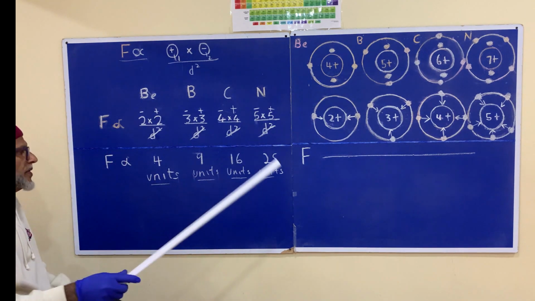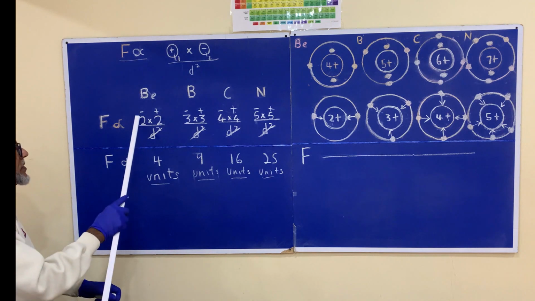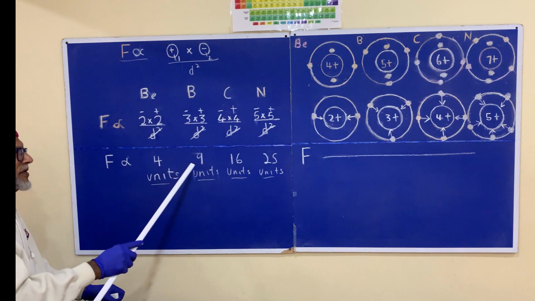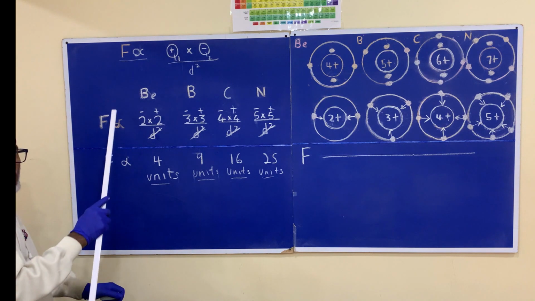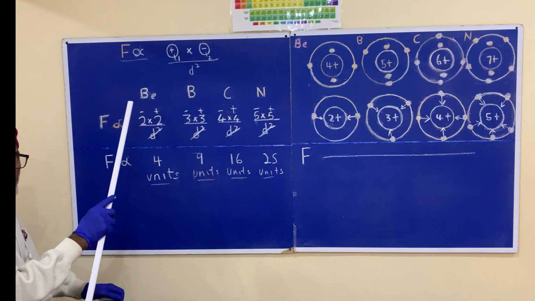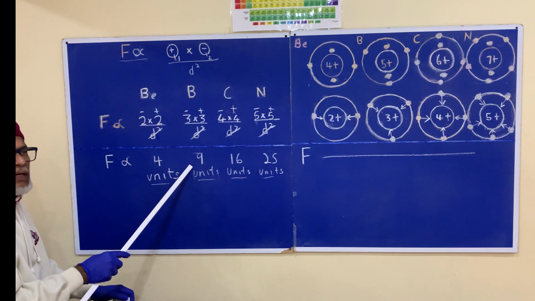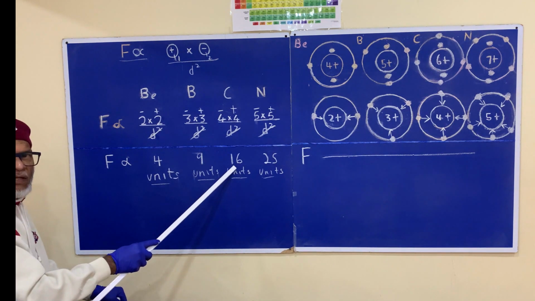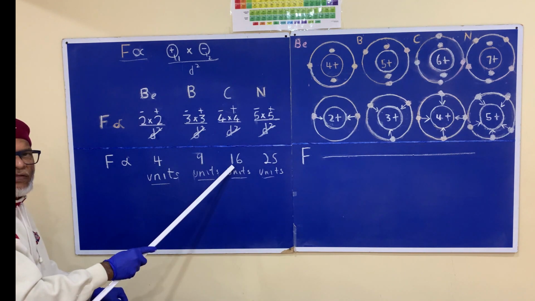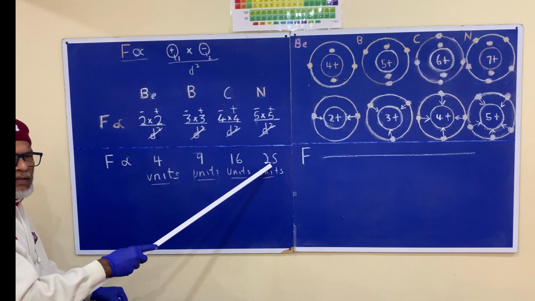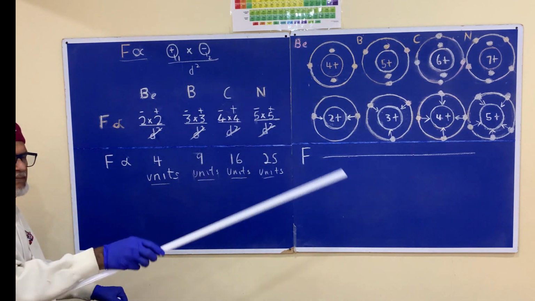So what we have here, we'll say we have 4 units of attraction between the electrons of beryllium and its nucleus. Here we have 9 units of attraction between the electrons of boron and its nucleus, 16 units of attraction between the electrons of carbon and its nucleus, and 25 units of attraction between the electrons of nitrogen and its nucleus.